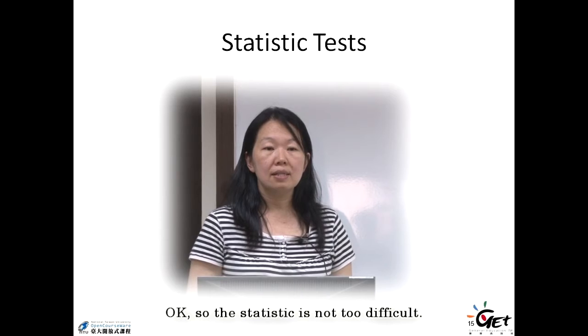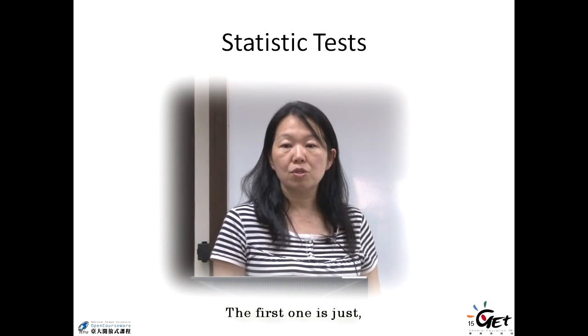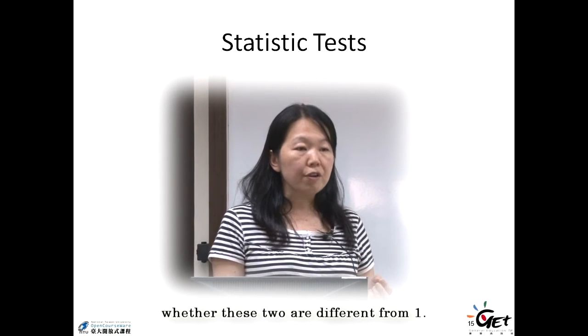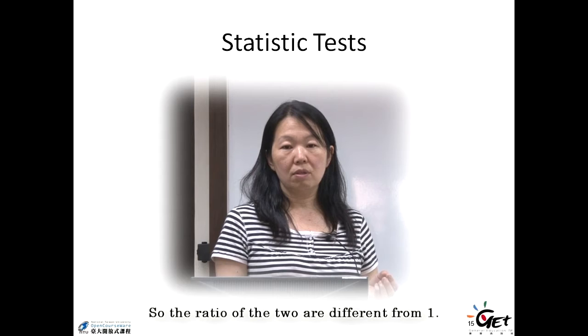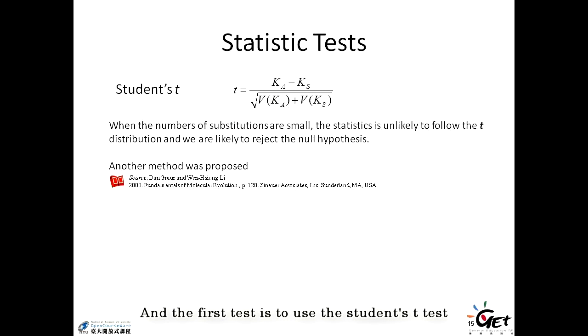So the statistic is not too difficult. The first one is to test whether the ratio of these two is different from one. The first test is to use the Student's t-test, and that's the formula from your statistics book. We just use the two numbers, Ka and Ks, and put them there.